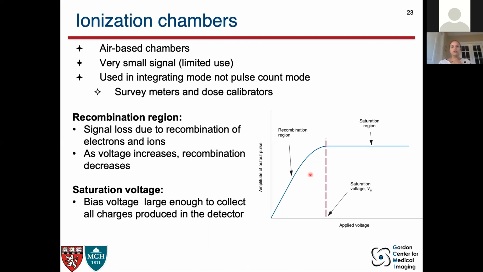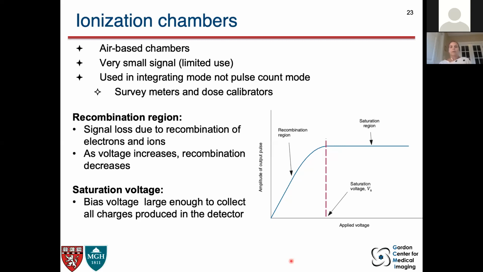But when we reach what we call the saturation voltage, then all the charge is collected. So no recombination occurs anymore. And if we increase the voltage further beyond this point, the amplitude of the output pulse will not increase because there is no more charge to be collected. So you want to operate the ionization chamber above this saturation voltage.